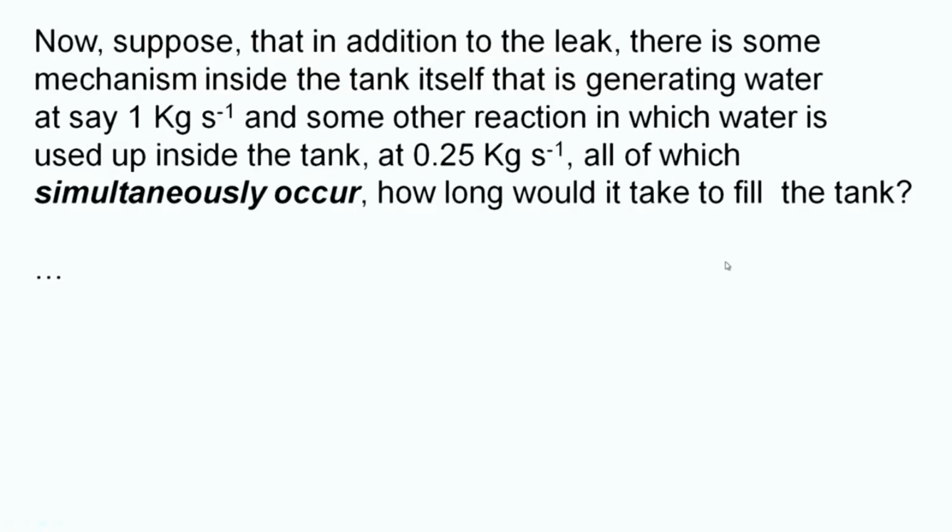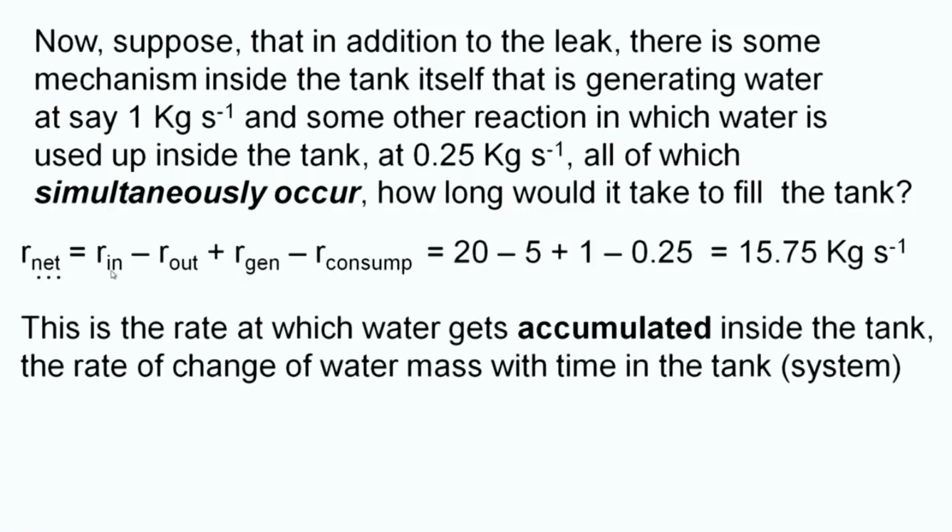You are comfortable with rates by now. So, you ask me what is the net rate. If I know the net rate, I can find that out. And how do you find the net rate? The net rate is rate of input minus rate of output plus rate of generation minus rate of consumption. Rate of input is 20 kilogram per second, rate of output is 5 kilogram per second, that we have already seen. Now, water is being generated at 1 kilogram per second, and it is being consumed by a reaction at 0.25 kilogram per second. Therefore, the net rate turns out to be 15.75 kilogram per second.